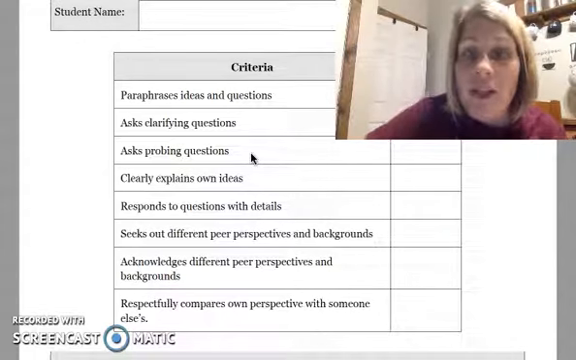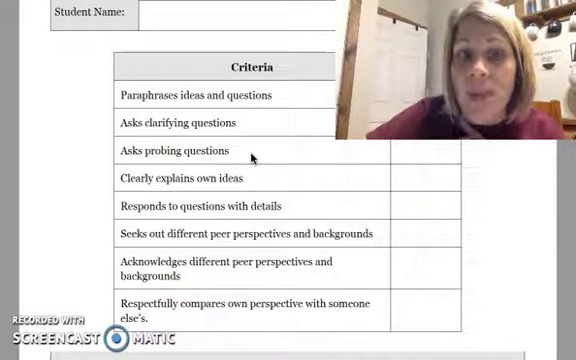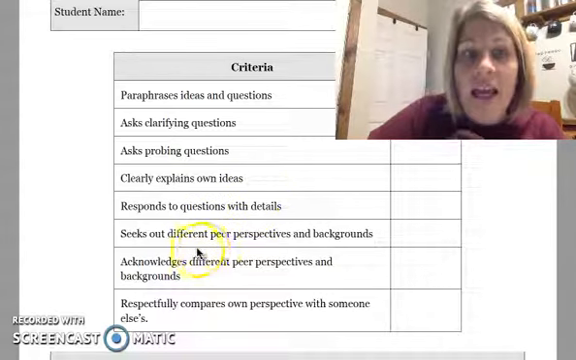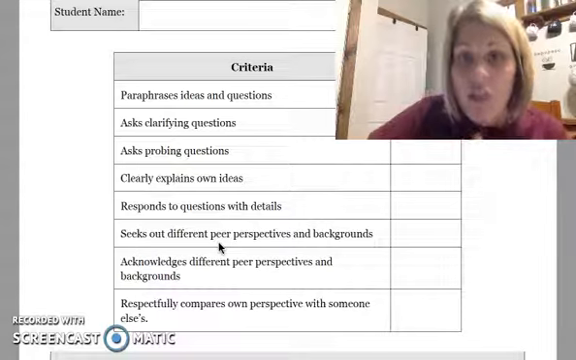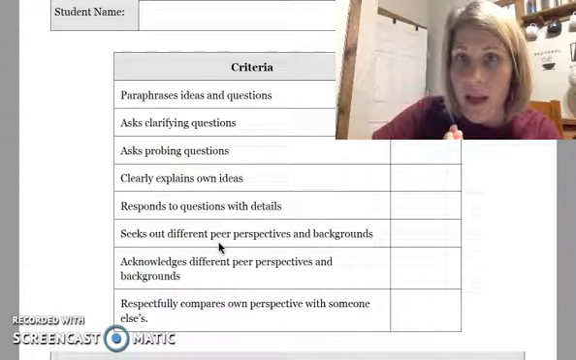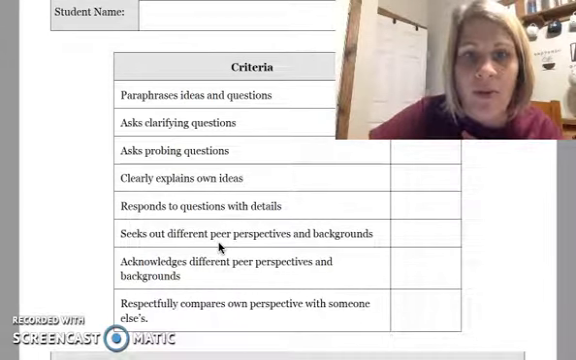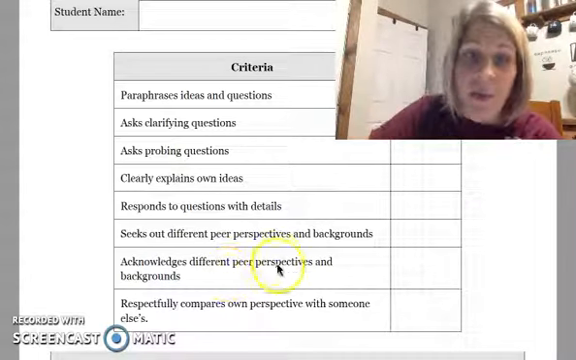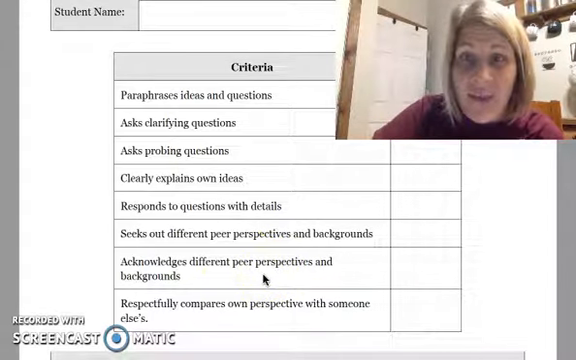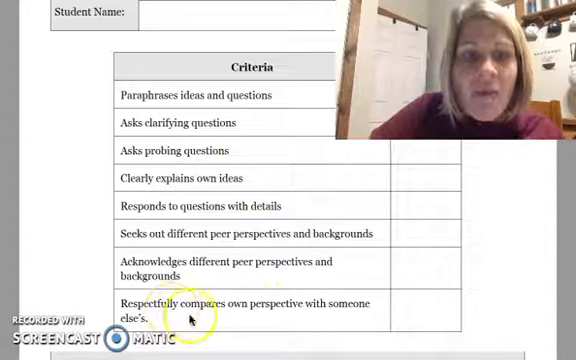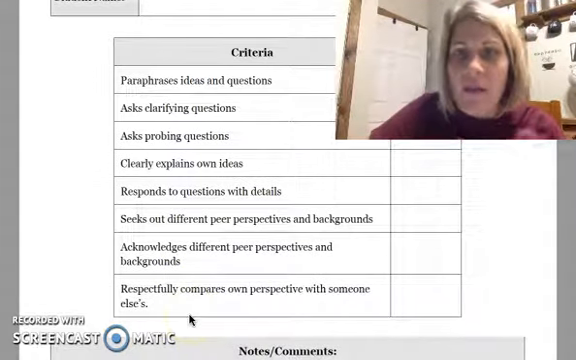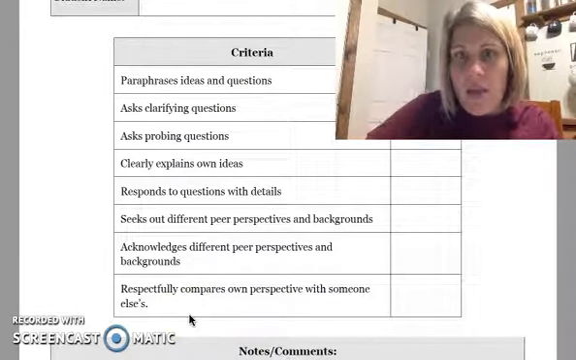You should be able to clearly explain your own ideas and respond to questions with details. Seek out different peer perspectives and backgrounds. A discussion is very boring if it's only one person talking. So a part of being good at discussions is being good at listening to other people's points of view, acknowledging different peer perspectives and backgrounds, even if it's not the same as yours, and not putting them down for feeling differently than you do. And then respectfully comparing your own perspective with someone else's. At the end of the discussion, you don't have to agree. You can still feel differently.